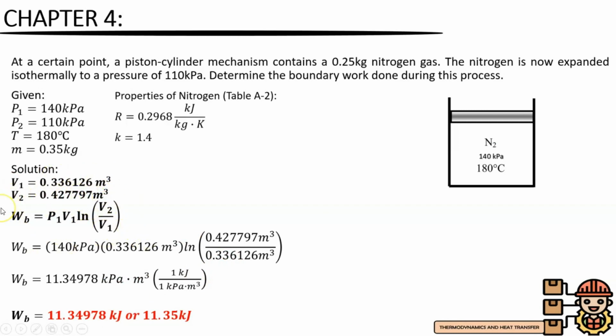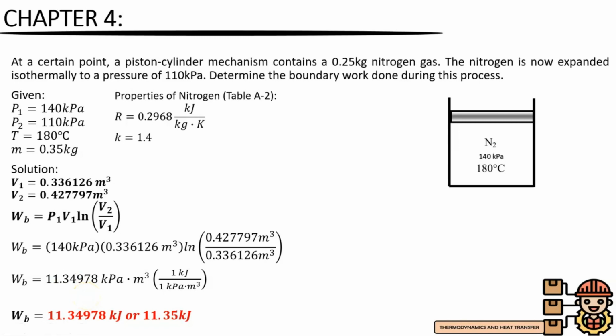Now that we have the initial volume and final volume, we can solve for our boundary work. The boundary work is equal to the initial pressure times initial volume times ln of final volume divided by initial volume. By plugging in the given values, we have this equation: 140 kilopascal multiplied by 0.336126 cubic meter times ln of 0.427797 cubic meter, which is our final volume, divided by the initial volume, 0.336126 cubic meter.